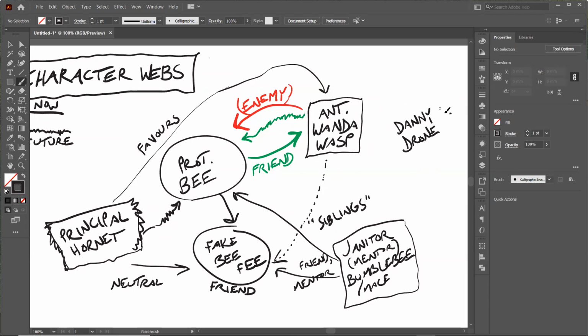So as you can see, we are now making the character web and making up the story as we go.